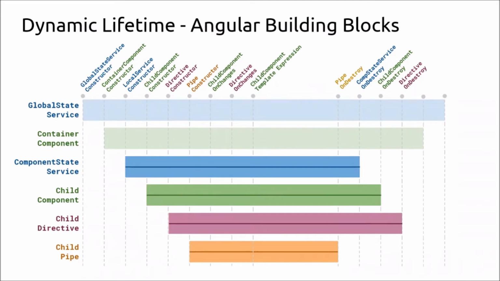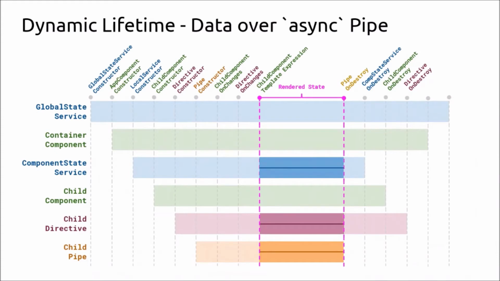If you want to get a better idea of really dynamic lifetime, you can think about the push pipe displaying part of my state in the template. Now imagine you have an if condition in your template, and this if condition is only true for a very short amount of time. This is, I guess, a very good example of really dynamic state that has a very short and dynamic lifetime.